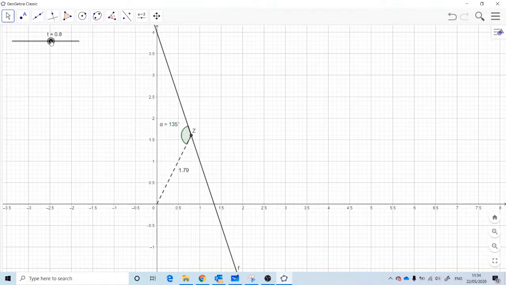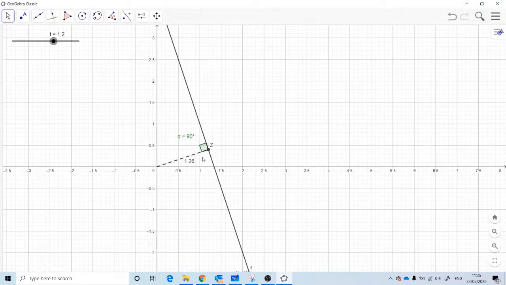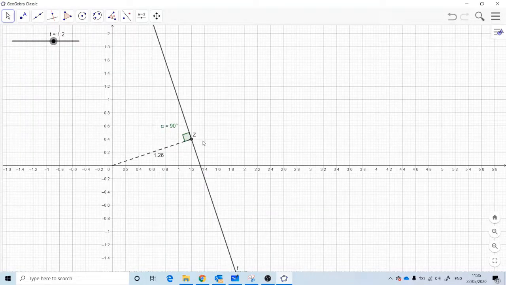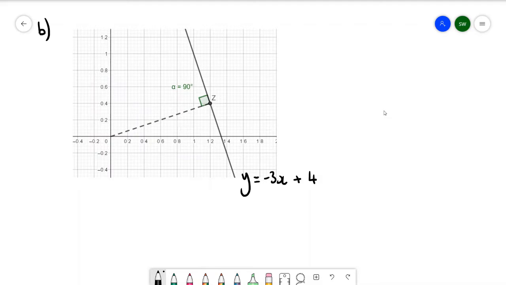Well, as we move z along the line, you might be able to see that the smallest distance between the origin and z is going to occur when the line from the origin to z is perpendicular to the locus of points where z can be on. So we've basically got to solve this problem and find out what is the length of that dotted line. So I guess there's a few ways to do this. We know the equation of the locus is y equals minus 3x plus 4.